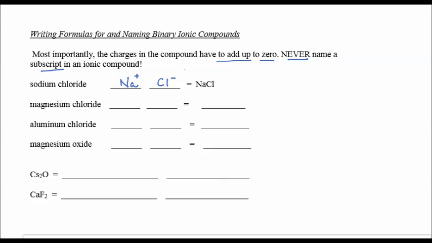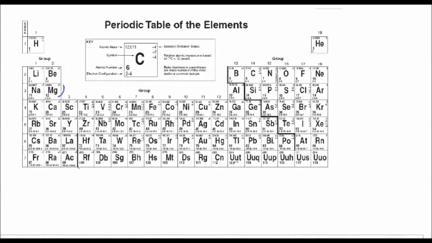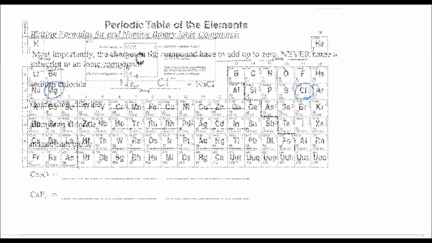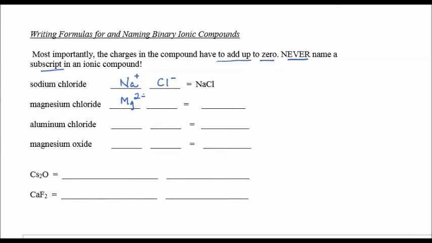But what about magnesium chloride? Magnesium is in group 2, so it has a charge of +2. Chlorine will have a charge of -1. Mg is +2. Chlorine is -1. In order for this compound to be electrically neutral, for the charges to add up to 0, we have to double the number of chlorines. So the formula is MgCl2. 2 chlorines for a total of -2 charge to balance out the +2 of the magnesium.